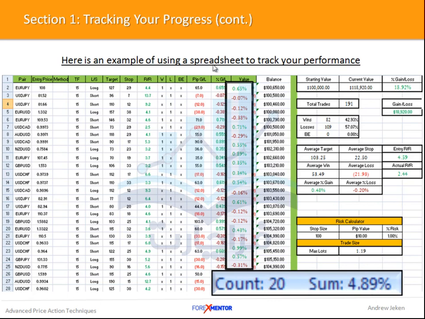You can add the pips up as well. You know, it depends how you want to track your progress, but on an industry standard we deal with percentage, okay, not dollars and cents or pips.